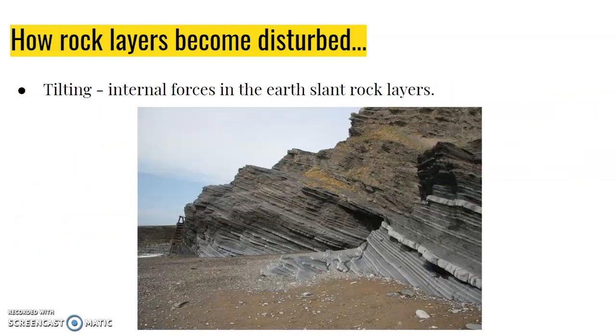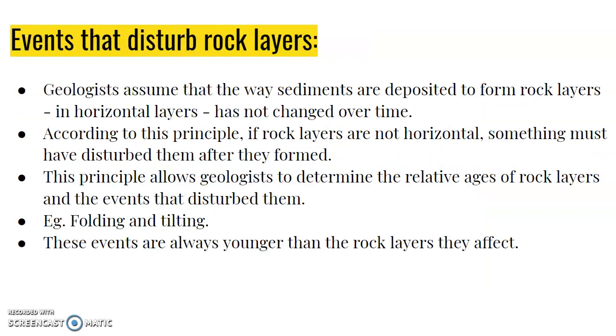For example, here you can see that the layers are not exactly horizontal, they're tilted, right? So we must assume that something disturbed them, and in this case, it was the Earth's internal forces. If it's not horizontal, there must be something that had an effect and changed how they were formed. Now, this principle allows geologists to determine the relative ages of rocks and the events that disturb them.